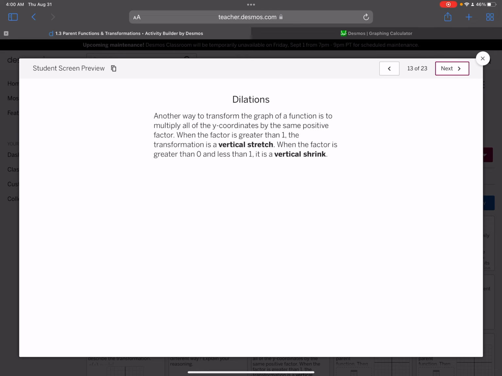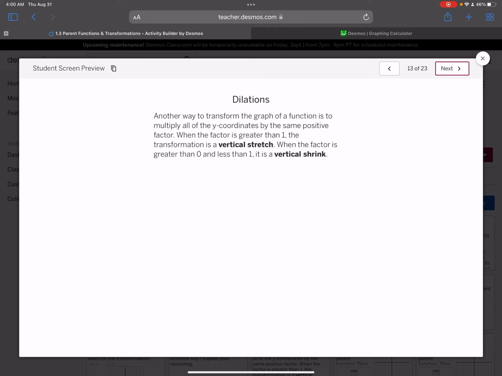All right, the second type of transformation is a dilation. When the factor is greater than 1, that's a vertical stretch. So again, if you want to think of a rubber band, if you're stretching it vertically, so up and down, it's getting skinnier. When it's greater than 0 and less than 1, so it's a fraction or a decimal between 0 and 1, it's a vertical shrink, so you're compressing it.